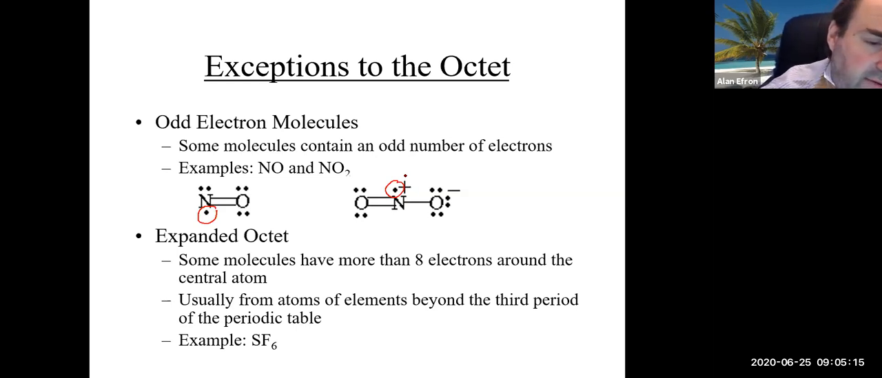And now we come to the 3rd exception to the octet rule, which is pretty much the one that we see 98% of the time, I would say, 99% of the time here.